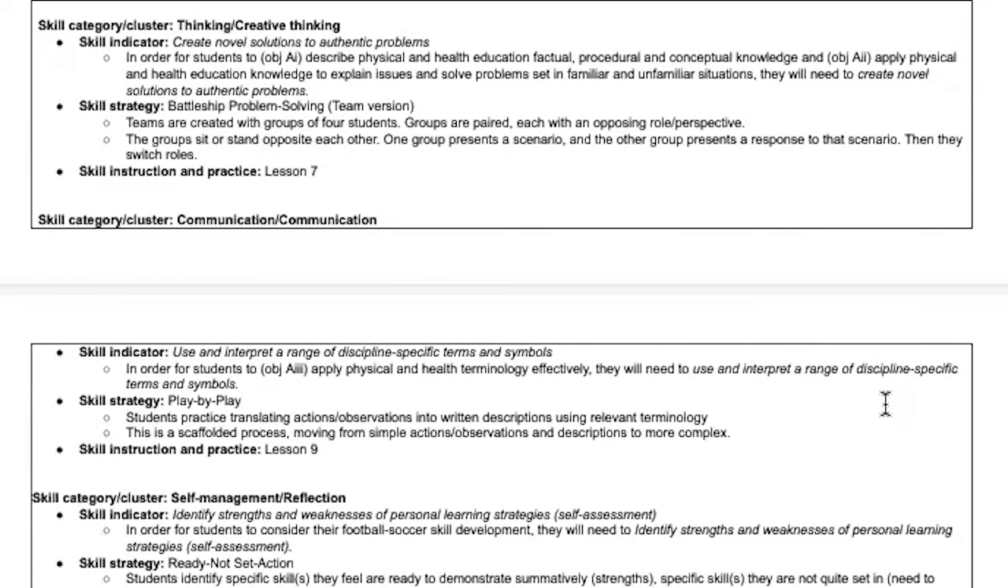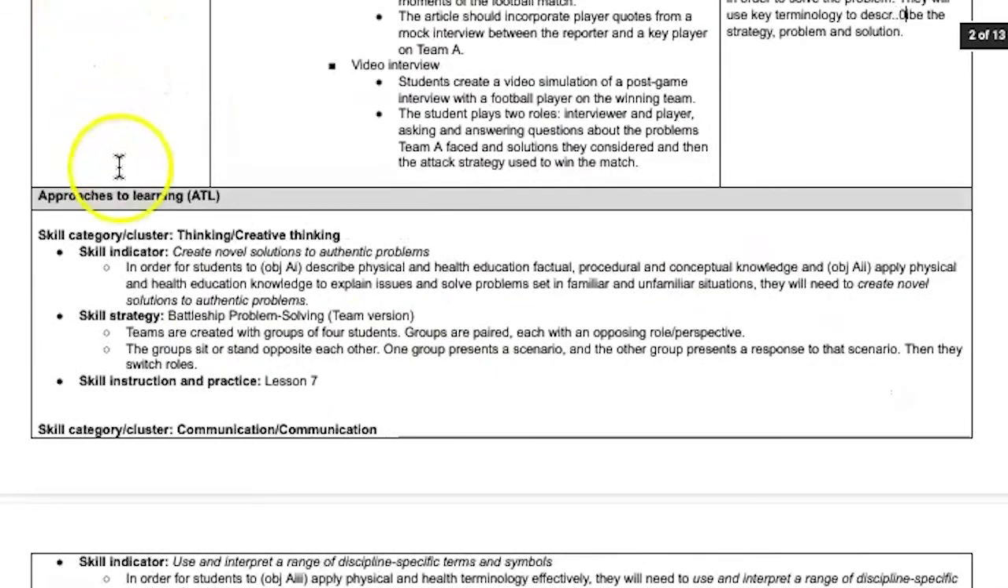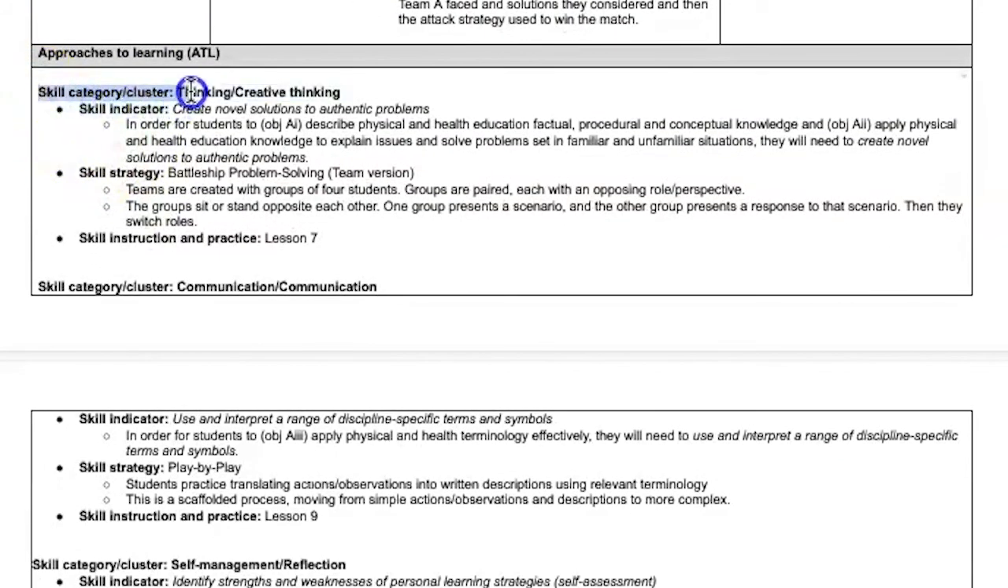The approaches to learning section, they're going to identify the skill category and the skill cluster, the specific skill indicator, and this phrasing is suggested in workshops where you're making the connection between what part of the unit this particular skill indicator is intended to support. So in this case, it is in order for students to, objective A1, describe physical and health education, and objective 2, they will need to create novel solutions to authentic problems.